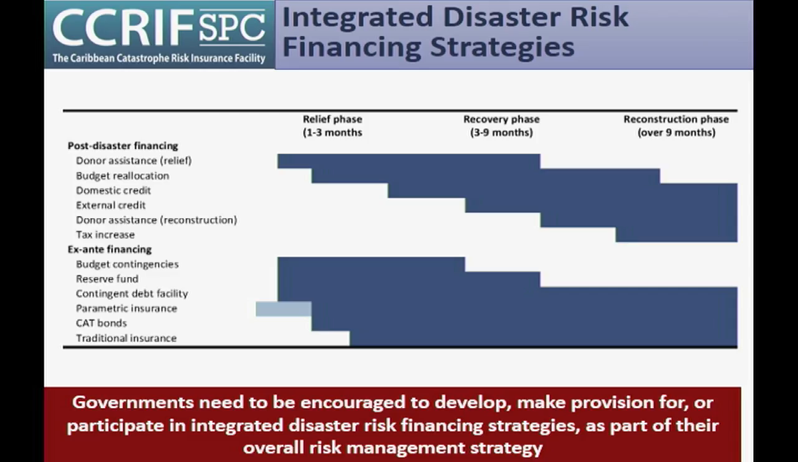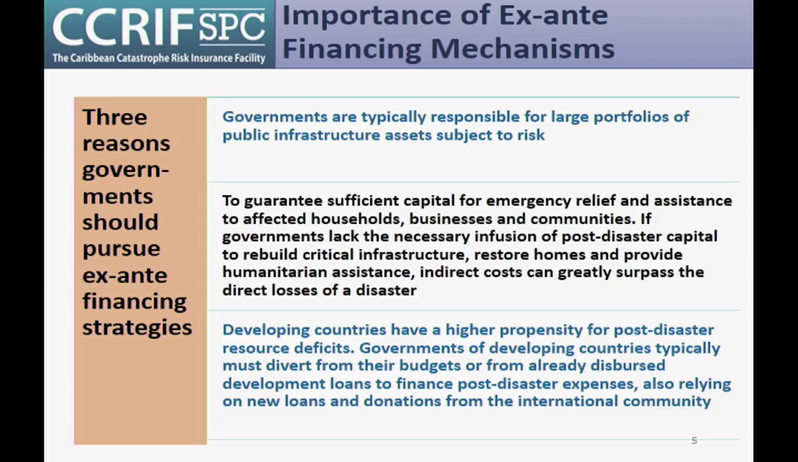I'll just skip this. These are just some reasons why we think governments should invest. And as a reminder, we offer 3 products currently. One for tropical cyclones, which are based on wind and storm surge, one for earthquake, and one for excess rainfall. The excess rainfall product is a much newer product. It was available only since 2013 because the modeling related to rainfall is just that much more difficult.